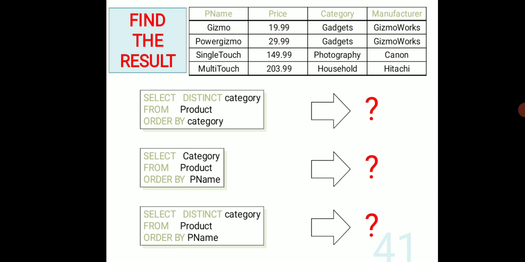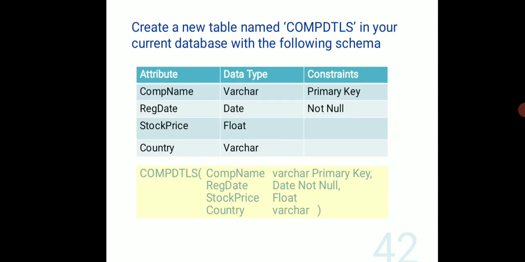Next, just order by product name we are giving. Next one we are giving distinct and order by. So you have to find the result for this slide. Try to do it at home.